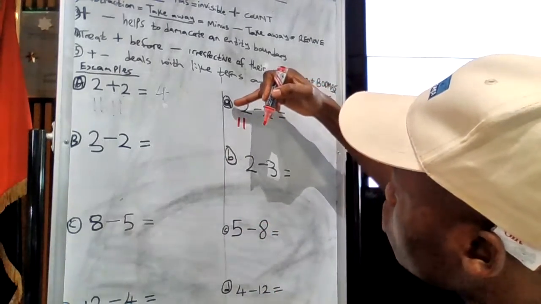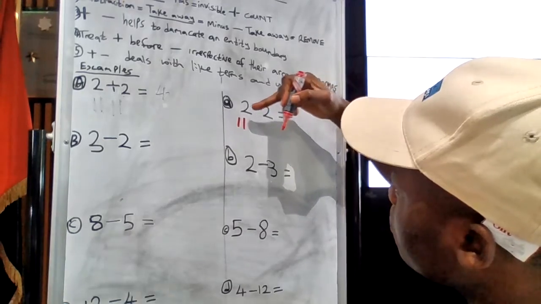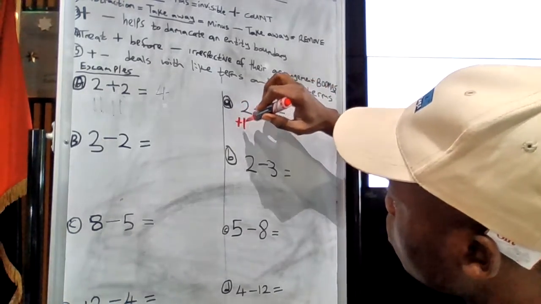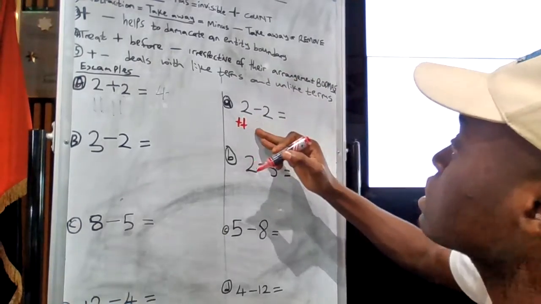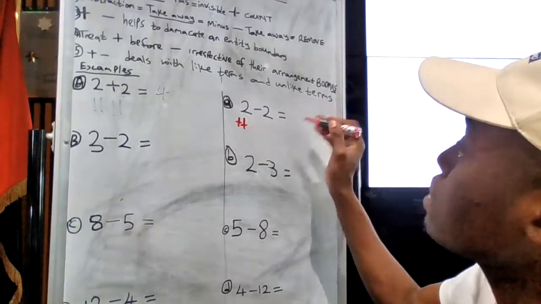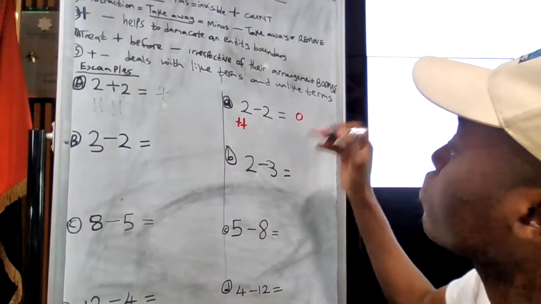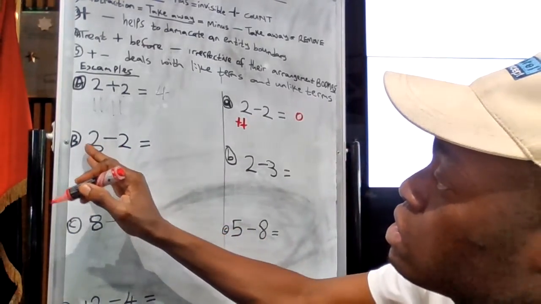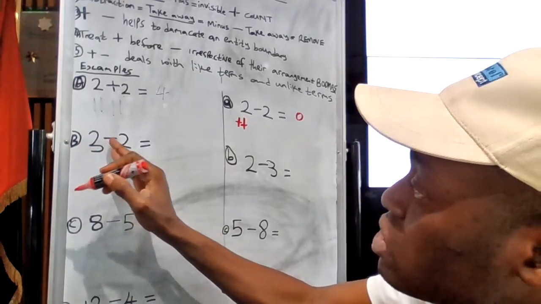That is, count, this one is plus 2. Count 2. We have counted the 2. Take away 2. Take away 1. Take away 2. Nothing is there again. So our answer is what? 0. This is 3 minus 2. Count 3. This is nothing is there. This minus is for these two.